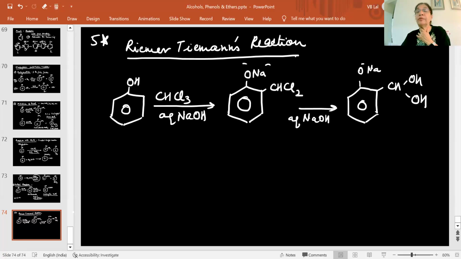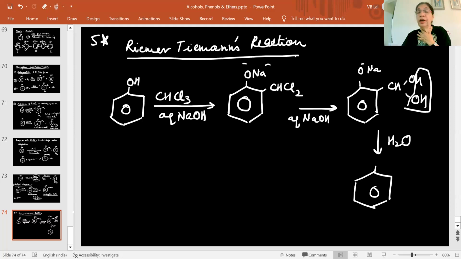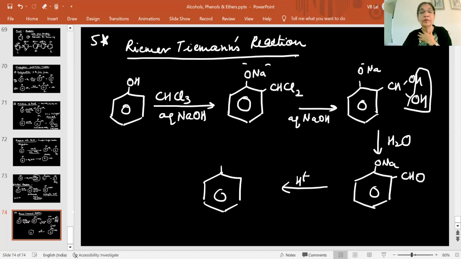Now, two OH on the same carbon are not stable. So what will happen? Water will be eliminated, so minus H2O. So what will I get? I will get here ONa, and here CHO. And if I add H+ now, it will become this compound, OH and here CHO. So the other one was salicylic acid. What is this? Salicylaldehyde.